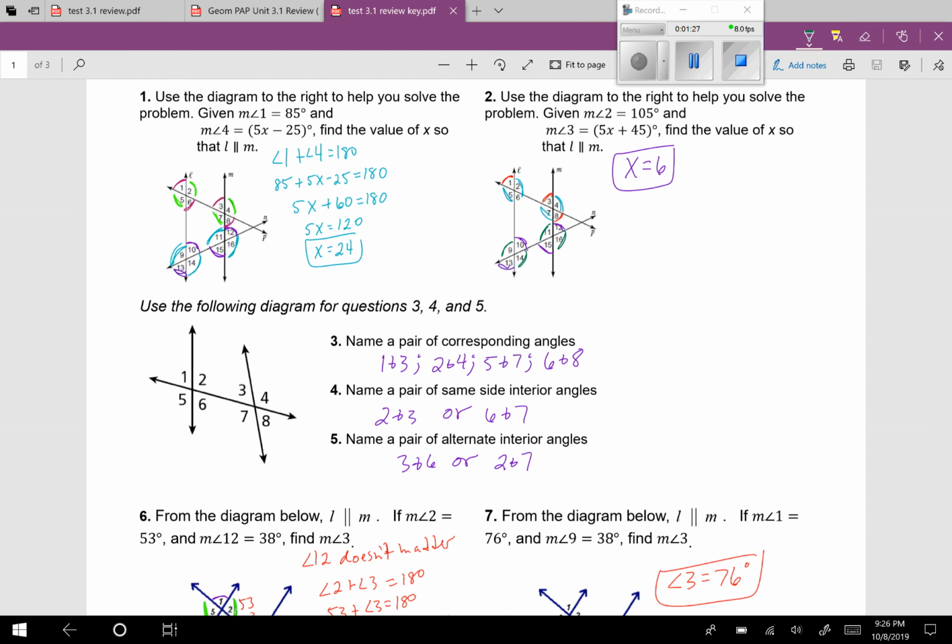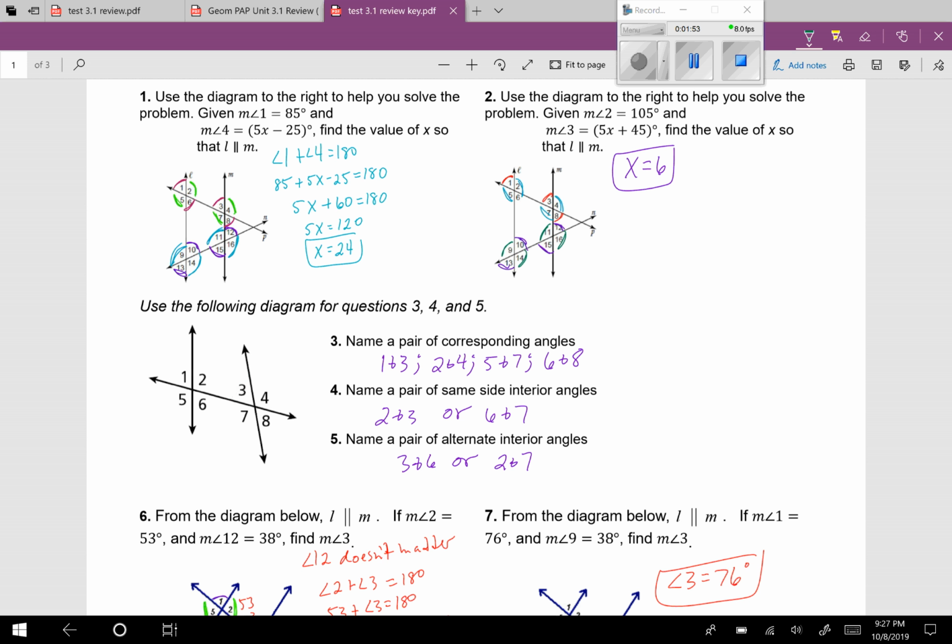Okay, on this one, they want you to find a pair of corresponding angles. Well, I gave you all the pairs of corresponding angles. Remember, corresponding angles look like they're in the same exact position. So angle 1 over here in this group of 4 matches with angle 3 in this group of 4 over there. And then also 2 matches with 4, 5 with 7, 6 with 8.